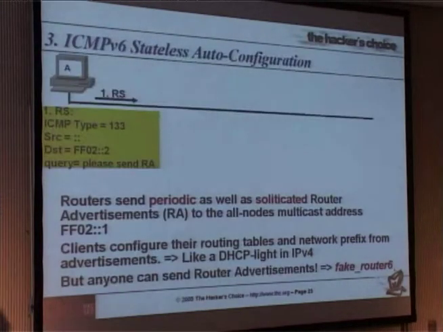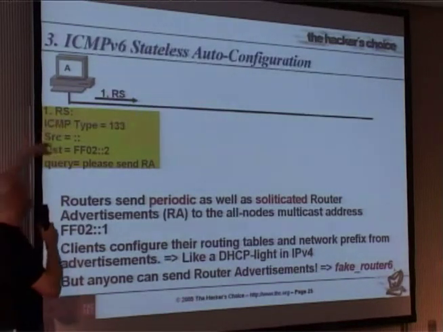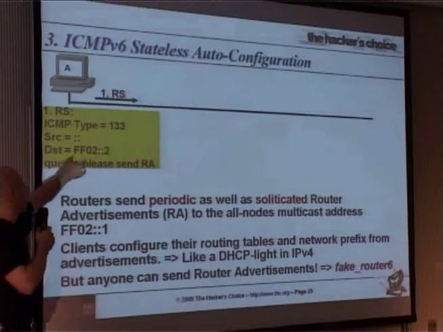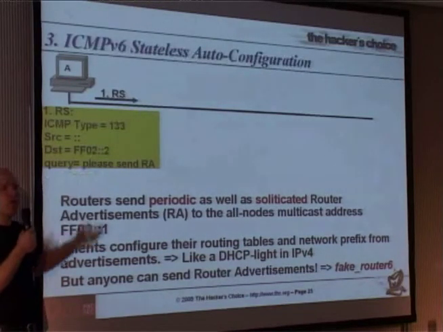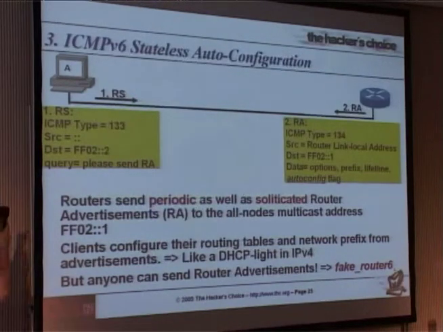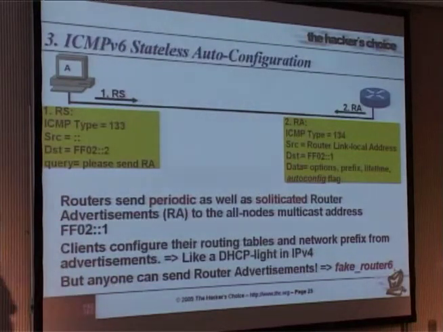So how does this work with the stateless auto configuration? If a client needs that message, he can just request it with a router solicitation request and ask for a router advertisement. FF02::2, this is the multicast address, all local routers. So if you ping this address, all routers on your local network will answer. That's pretty nice. ICMP type 133, and any router on the network will then answer with a router advertisement reply. And there will be the network part, the prefix, lifetime, and so on and so on.